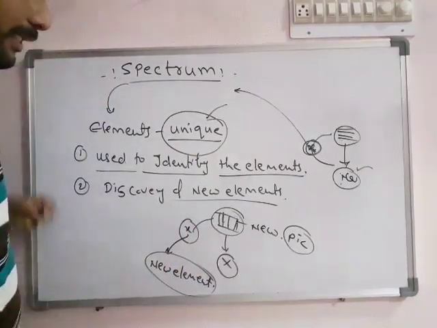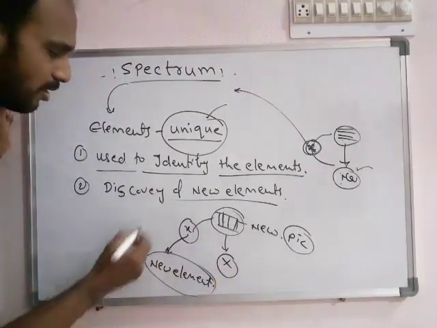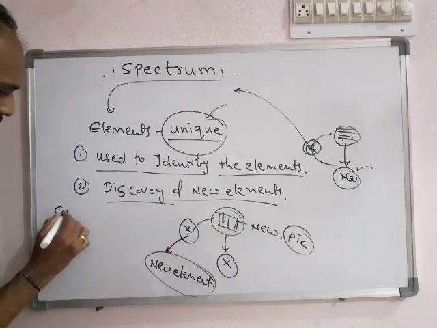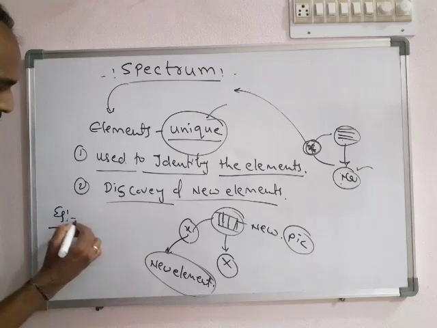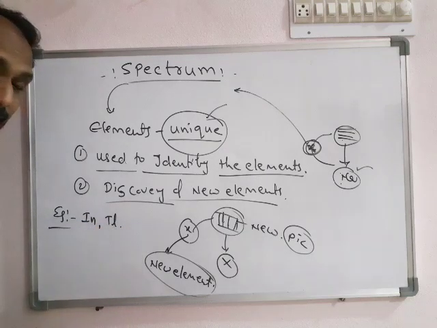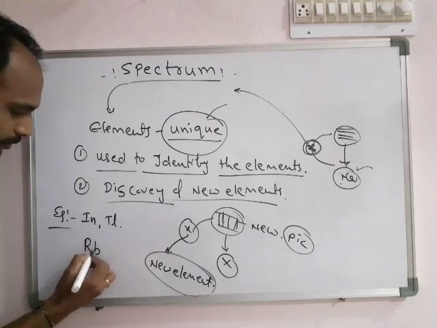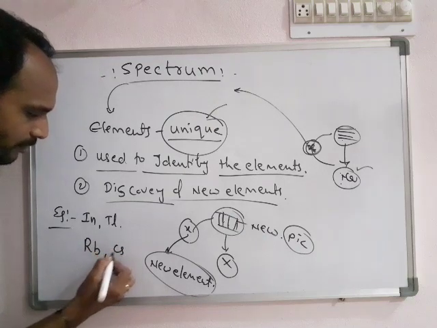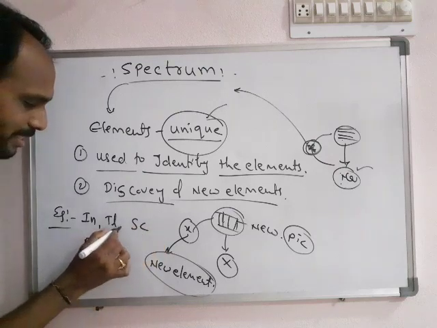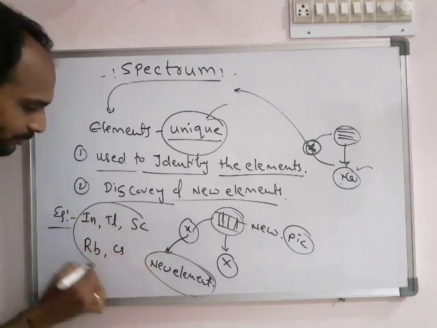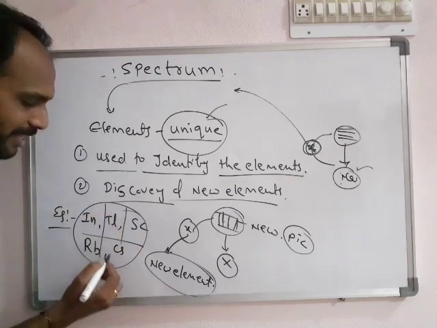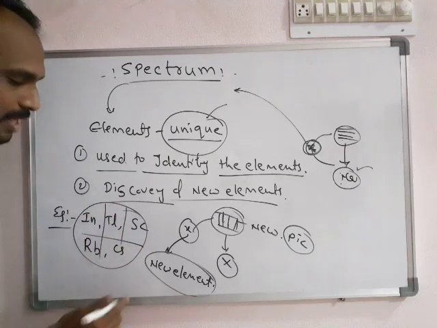Here it is very important: which elements were discovered in this process with the help of spectra? Indium, thallium, rubidium, cesium, scandium. These elements were discovered at first with the help of the spectra of their minerals.